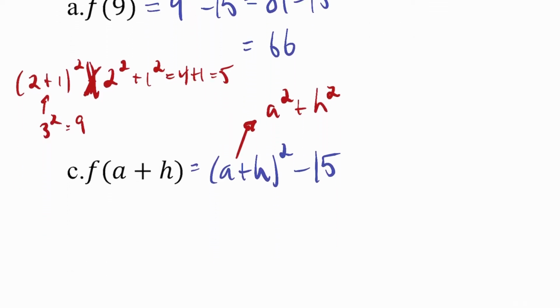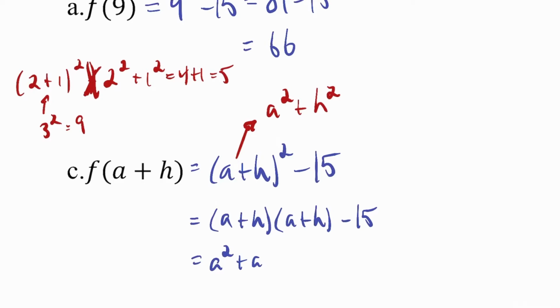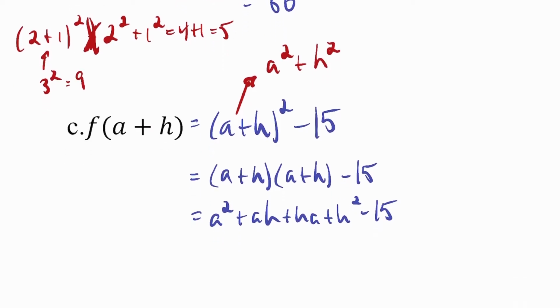So what I need to do is basically FOIL. We talked about factoring previously. So (a plus h) times (a plus h), minus 15. When I FOIL, I'll do a times a and a times h. So I'll have a squared plus ah, and then h times a and h times h. So plus ha plus h squared, minus 15. Okay, I'm almost done here.